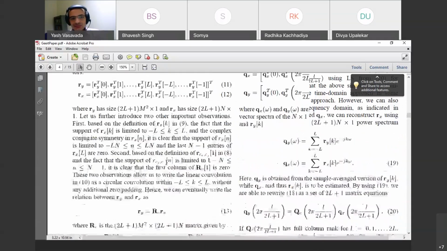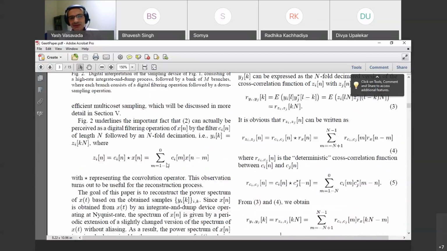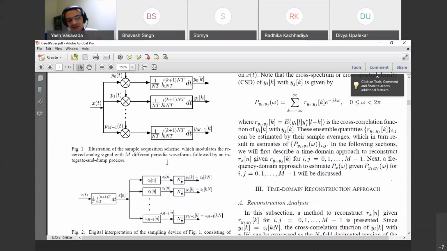But now I'm going to show you how this paper took the same basic idea and did this autocorrelation sequence estimation. Remember, if I want to estimate the autocorrelation sequence of x of t, then I will have to sample it at Nyquist rate. If I sample it at rates below Nyquist, then I will have an aliasing problem. And with that aliasing problem, if I estimate the autocorrelation sequence, that is going to be garbage. I won't be able to make use of that autocorrelation sequence.